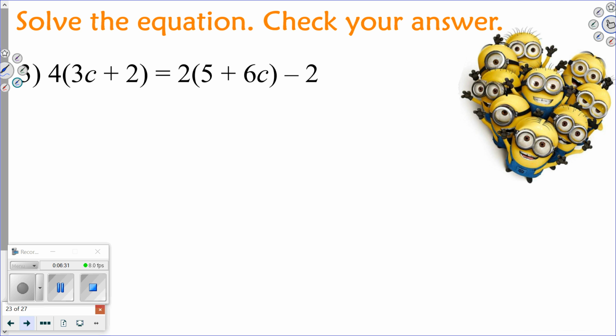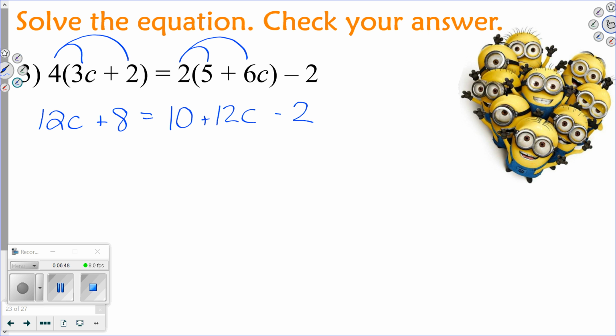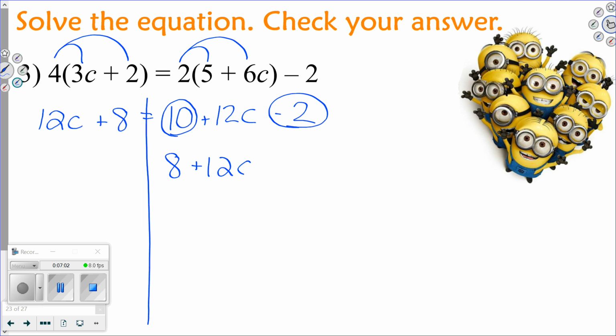All right, number 3. What should we do first? Good, let's distribute this. So 12c plus 8. Distribute over here. We get 10 plus 12c, negative 2. Are you going to add it? You subtract. Yep, there's a minus in front. So that's going to give me 8 plus 12c.